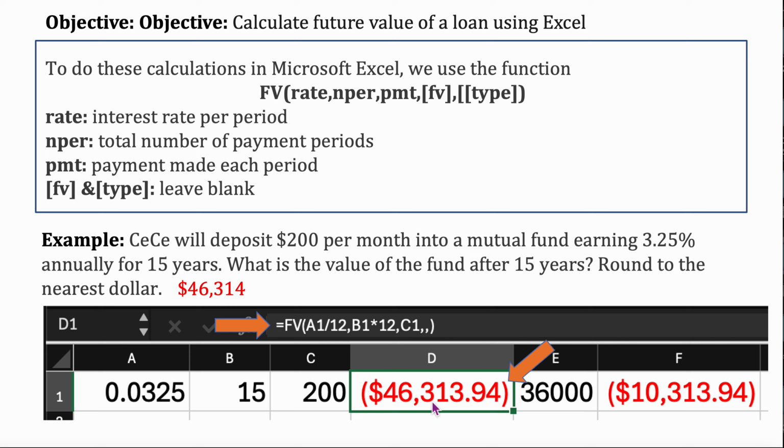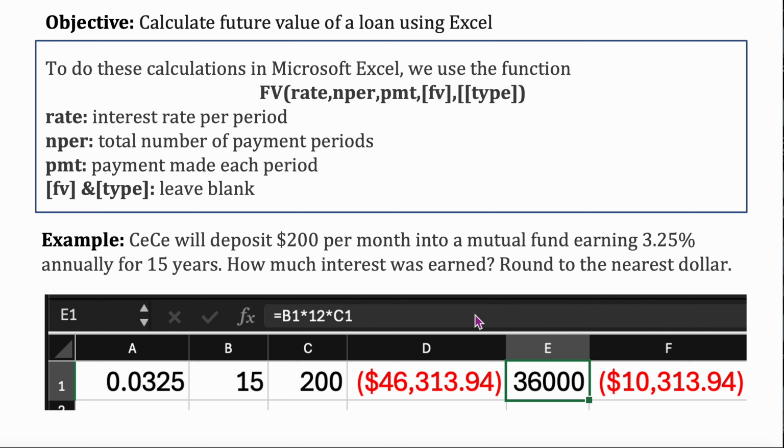If you right click on the cell, you can do that. But I'm just going to round it for you. And that is $46,314. Now, the next part of things is how much interest was earned. So first, I made Excel do another little calculation for me. Now remember, I was giving $200 to the bank every single month for 15 years. So I need to multiply those two together and multiply by 12. So that's exactly what I've done here. And that's where I got that $36,000 figure.